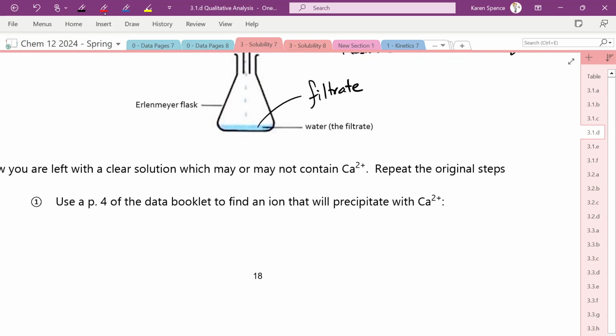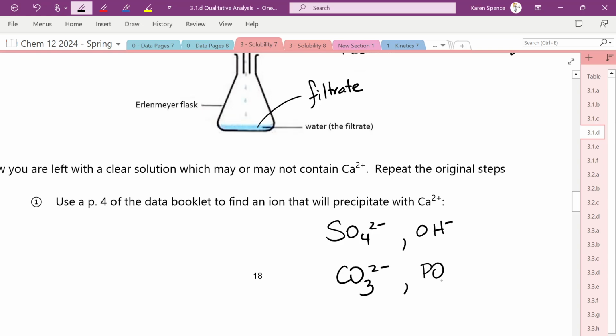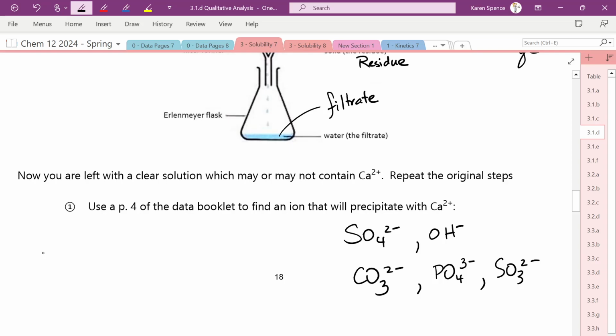So what could we use? We could use sulfate, SO4. We could use hydroxide, carbonate, phosphate, or sulfate. So if I were writing my next step, what would I have to say? You're going to critique this.